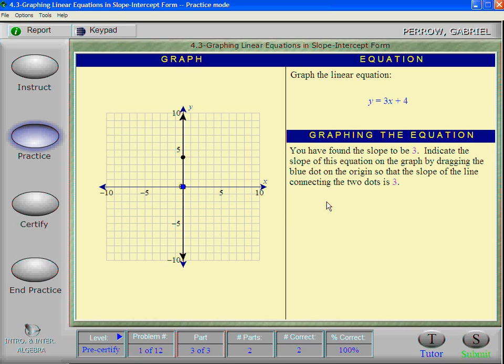And then they say you have found the slope to be 3. Indicate the slope of this equation on the graph by dragging the blue dot on the origin so that the slope of the line connecting the 2 dots is 3. Well, when they say slope is 3, that's a little bit incomplete in terms of information, because slope is rise over run.